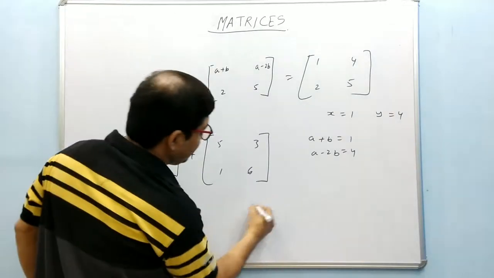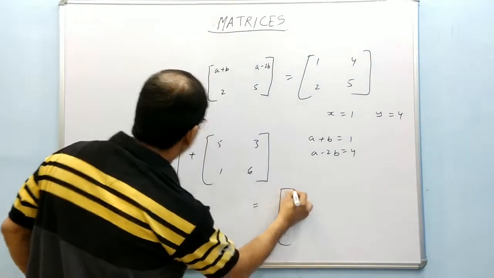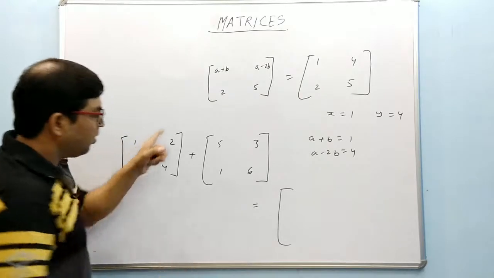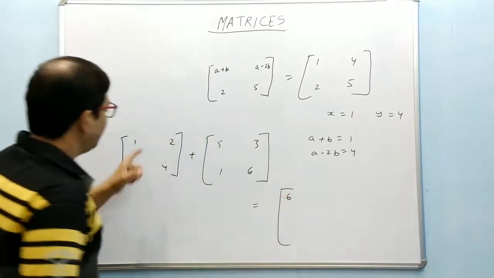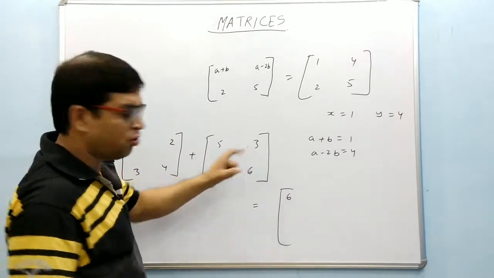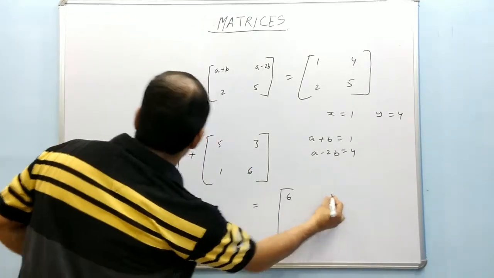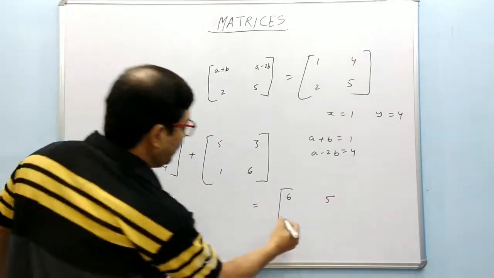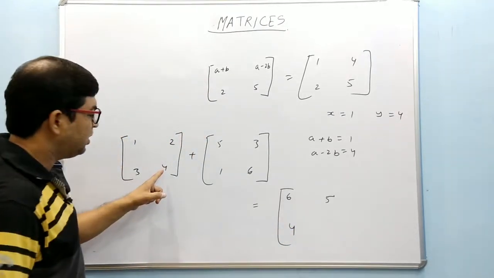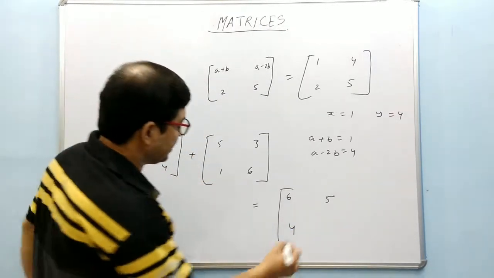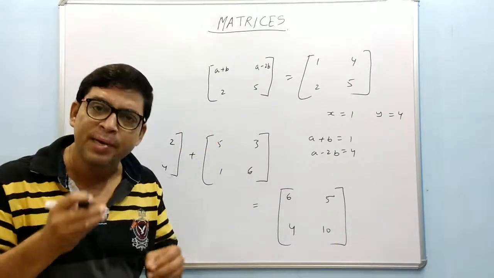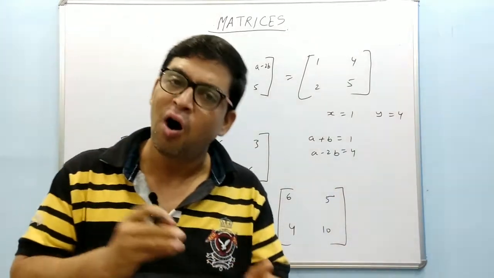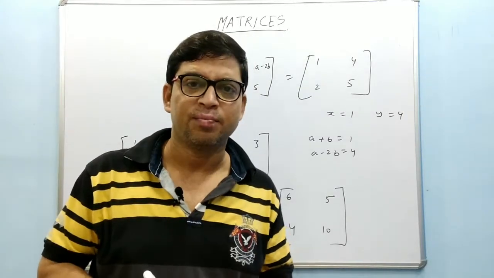So the resultant of this will be, can you tell me? 1 will be added to 5, so 6. 2 will be added to 3, so 5. 3 will be added to 1, so 4. This 4 will be added to 6. That is coming out to be 10. So this is very basic addition of the matrices.